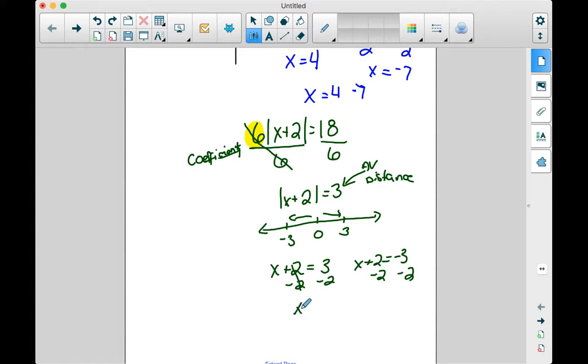So x could equal 1, or x, and again, I have to remember my integer rules, could equal negative 5. To be fully correct, both of those options are available. Okay? Great.